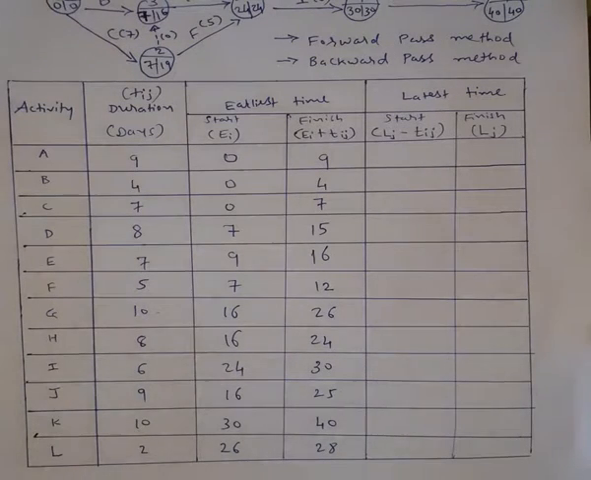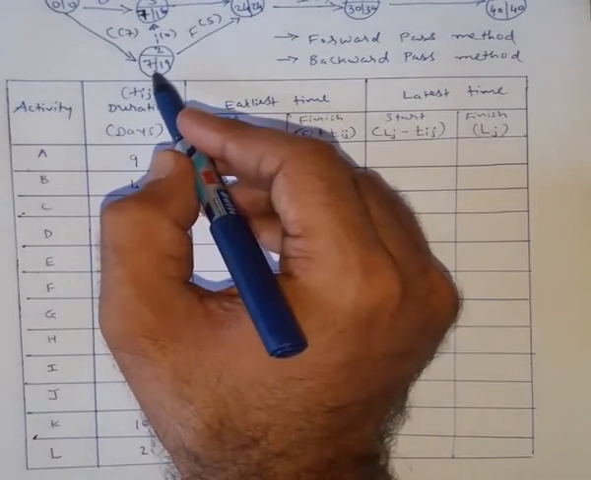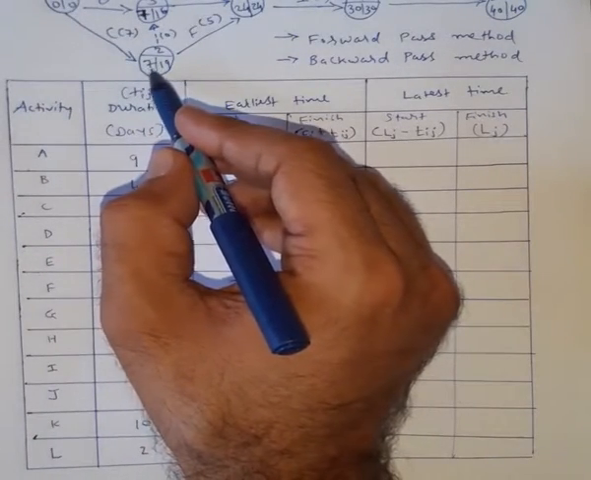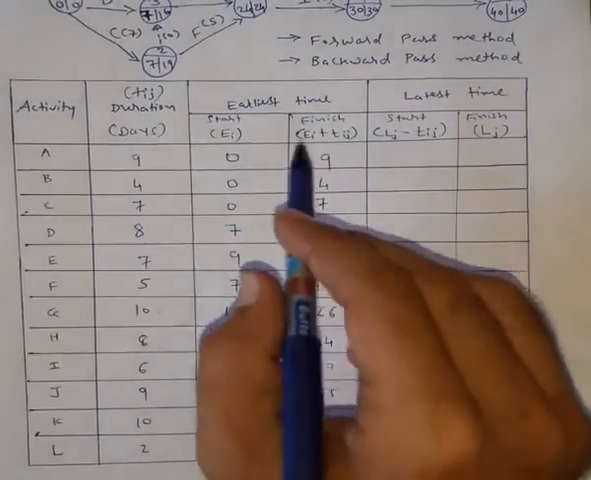EI can be found out from the partition that we had made inside the node. This is the partition that we made inside the node. The value that is shown on the left side of the partition will give you EI, and that is your earliest start time.